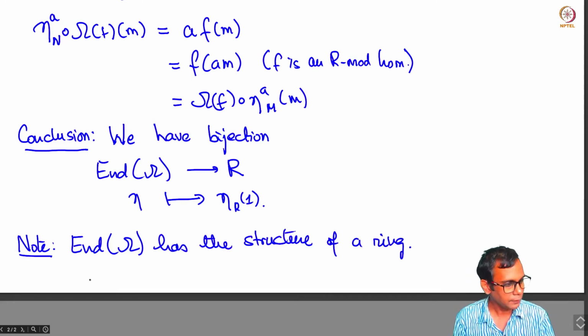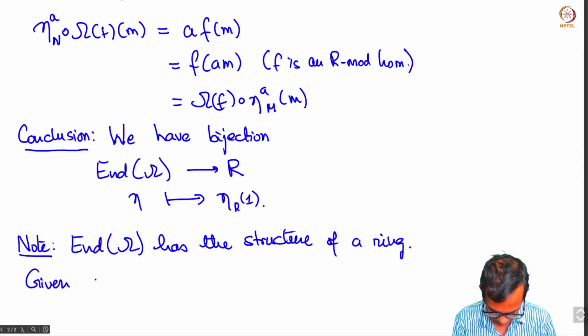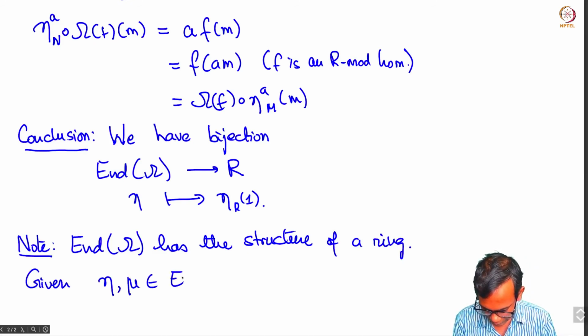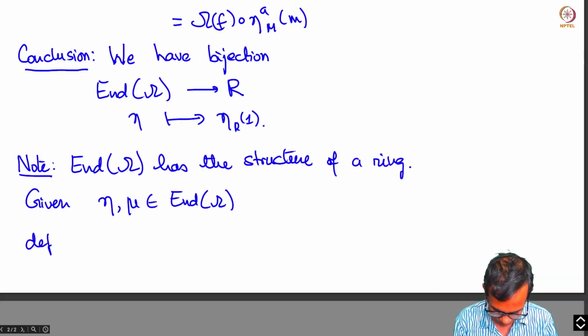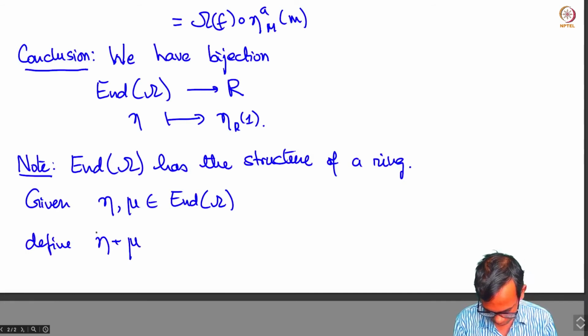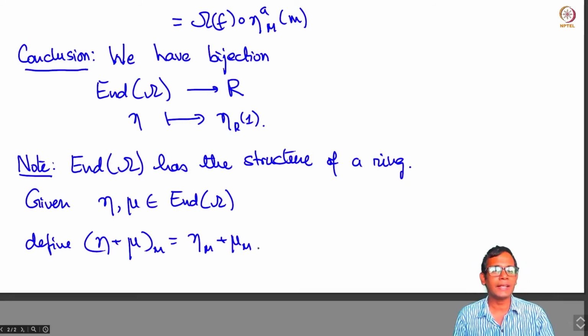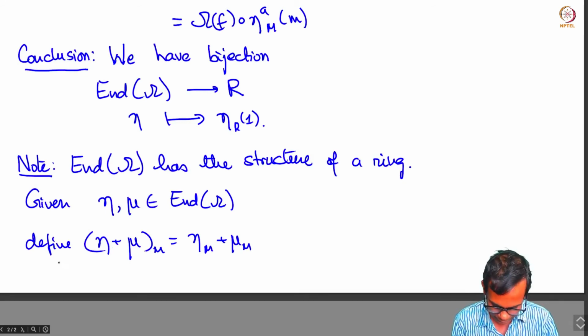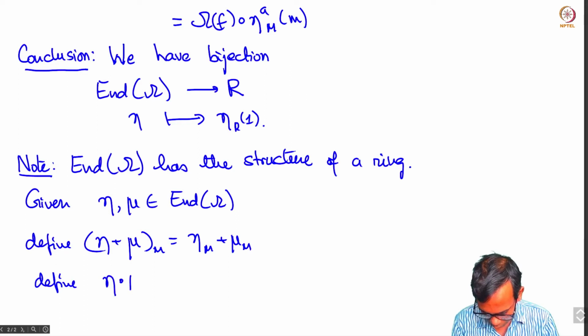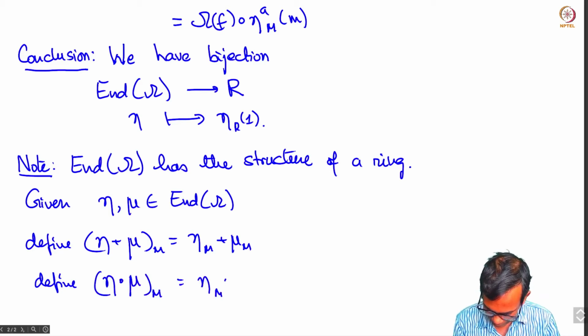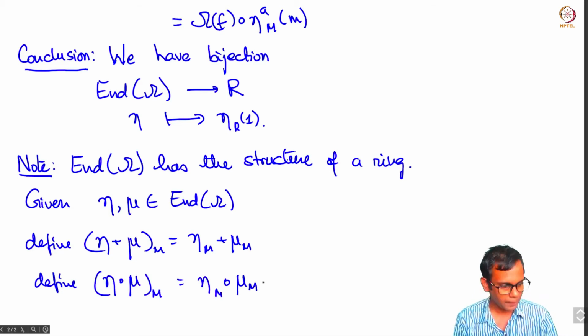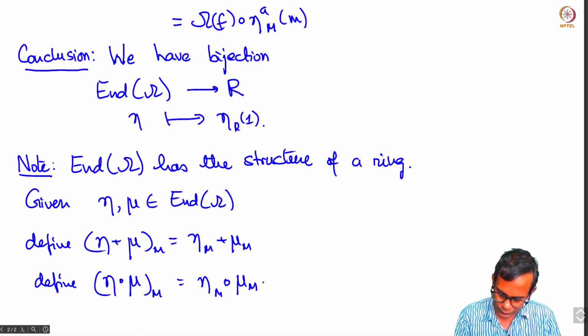How is addition given? Given eta, mu belonging to End(omega), you can talk about eta plus mu. That is, eta_M plus mu_M for every M. You can check that this will also be a natural transformation, and you can define eta composed with mu at M to be eta_M circle mu_M. And so this has the structure of a ring.